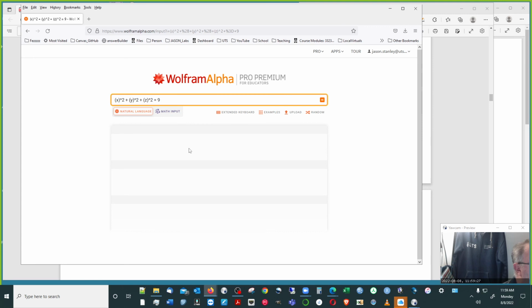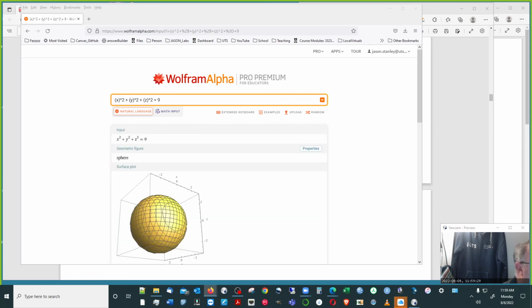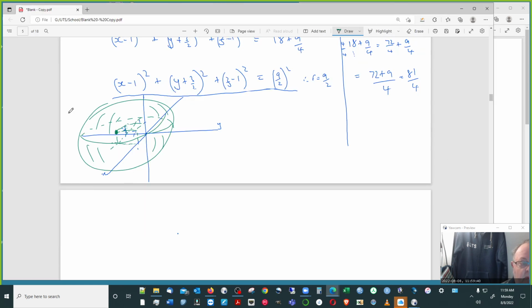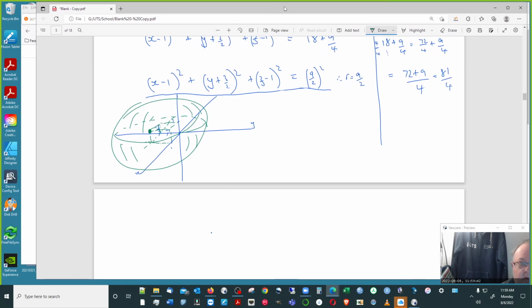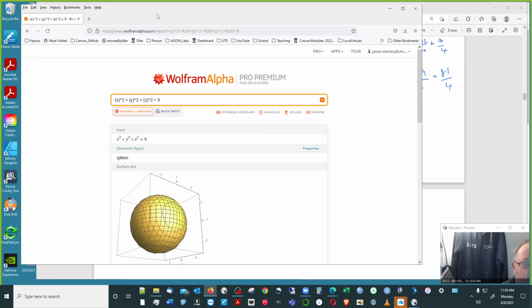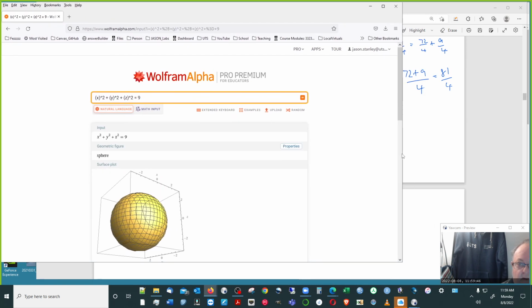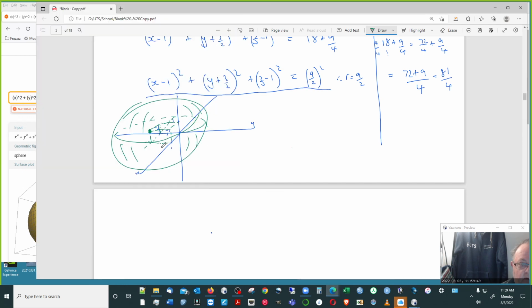Any thoughts? A sphere. Well done. Brilliant. Okay, so what we can do is put our version together. So I might just move that over a little bit so I can line that up. It doesn't need to be that big, does it?